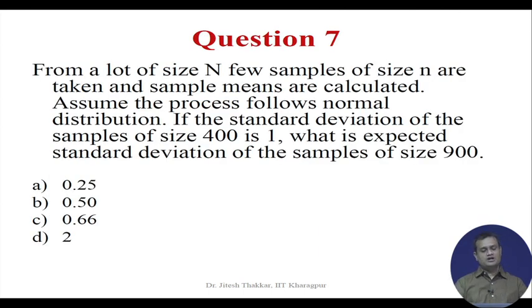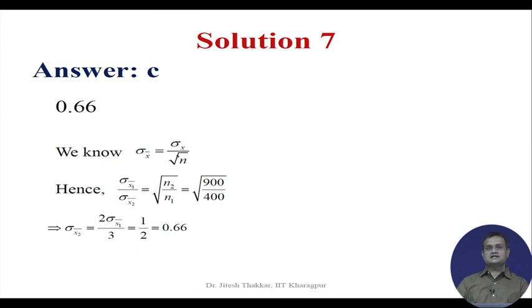Question 7, from a lot of size N, few samples of size n are taken and sample means are calculated. Assume that the process follows normal distribution. If the standard deviation of the samples of size 40 is 1, what is the expected standard deviation of the samples of size 900? So, you have 4 options: A 0.25, B 0.5, C 0.66 and D 2. So, the correct answer is C, 0.66 and you can find it out as sigma x bar is equal to sigma divided by square root of n, sigma x1 bar divided by sigma x2 bar is equal to square root of n2 by n1.